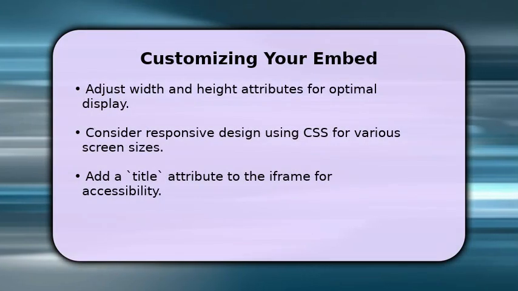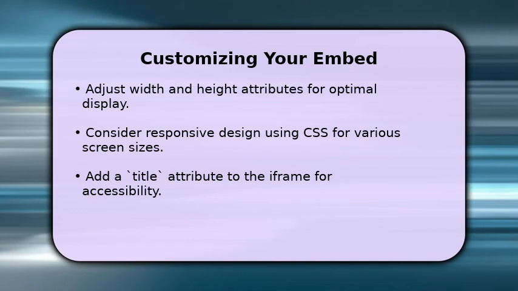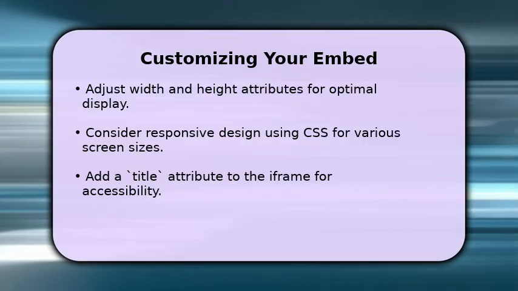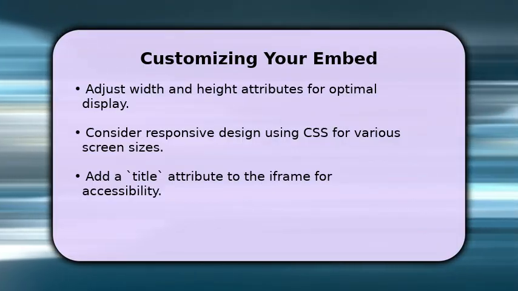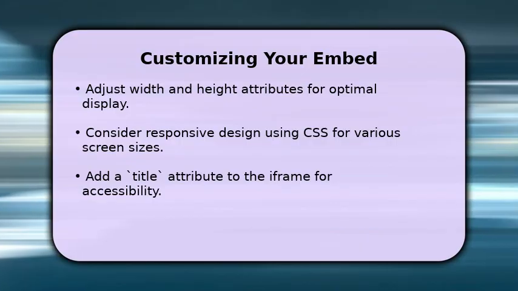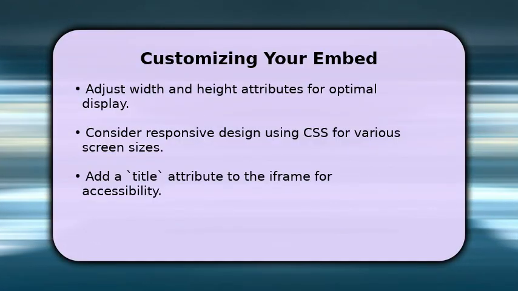After embedding, you can customize its appearance. You might adjust the width and height attributes within the iframe tag to fit your layout, perhaps setting them to 560 pixels by 315 pixels. For responsiveness, consider using CSS to make the embed adapt to different screen sizes. Also, always add a descriptive title attribute to your iframe for improved accessibility, helping screen readers understand the content.